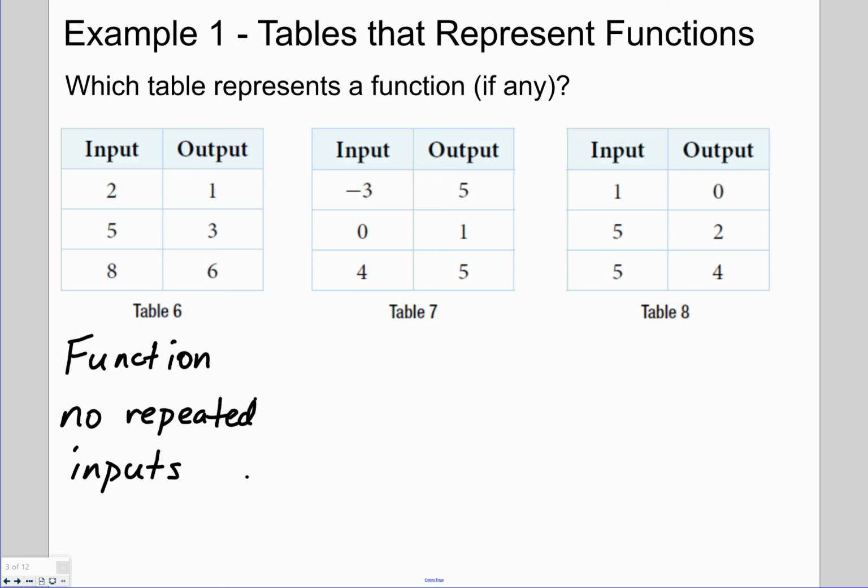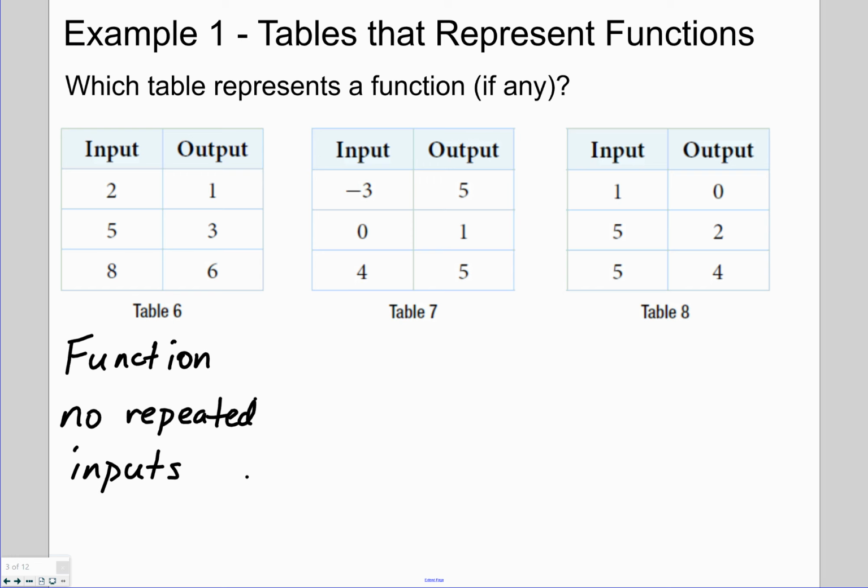Does anyone know? What's another way you could say it? Yes, Jace. Ooh, they're all positive. Doesn't matter if they're positive. Jace notices they're all positive. Does that matter? It doesn't matter, right? I'm looking for a different phrase. I'm good with Emmanuel's, but what's another phrase? Each input has only one output. That's what I would write. That's what I'm looking for on the exit ticket if it is a function. Each input has only one output.